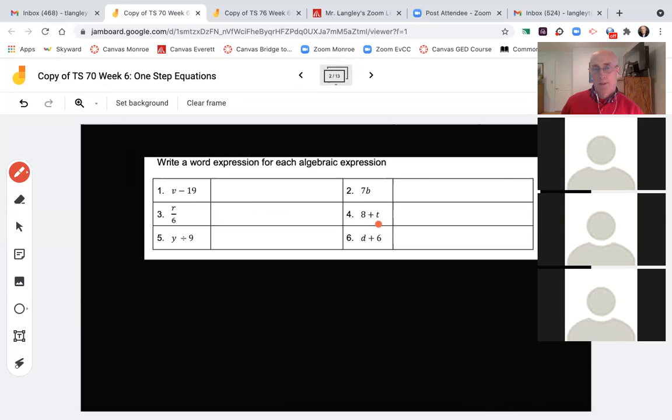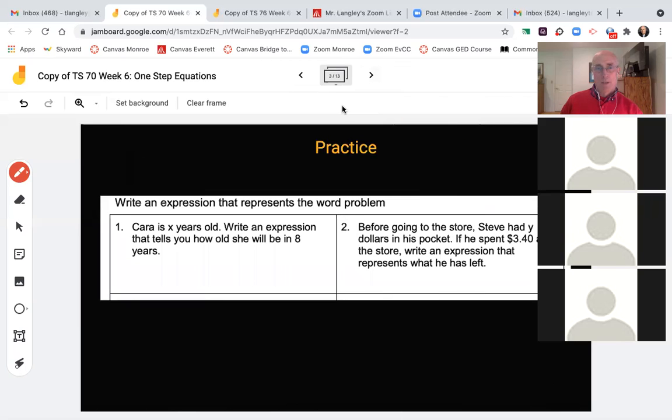8 plus t. Y divided by 9, again, you would just write it out with words. Y divided by 9. D plus 8. So again, we're just familiarizing you with what these kinds of expressions look like. Let's take a look at one that's in a word problem form.